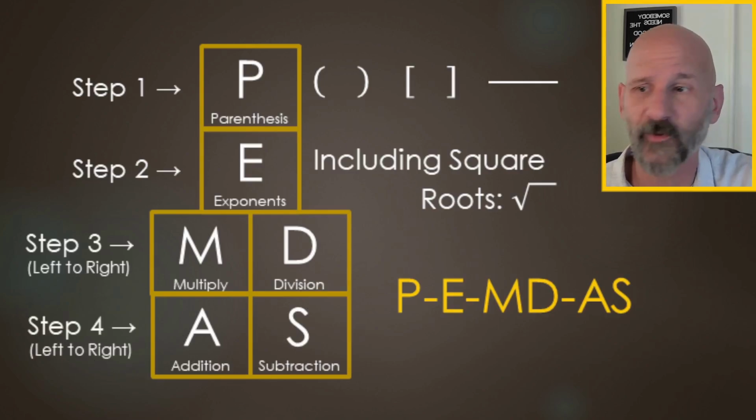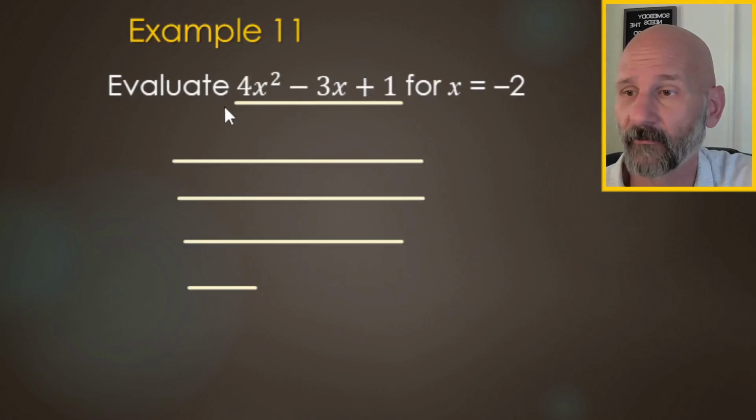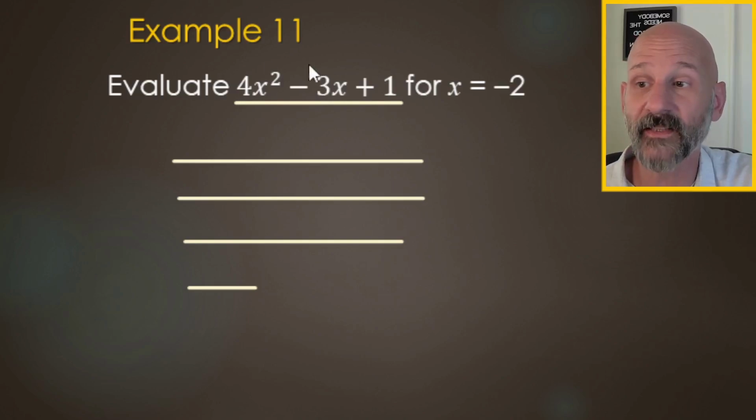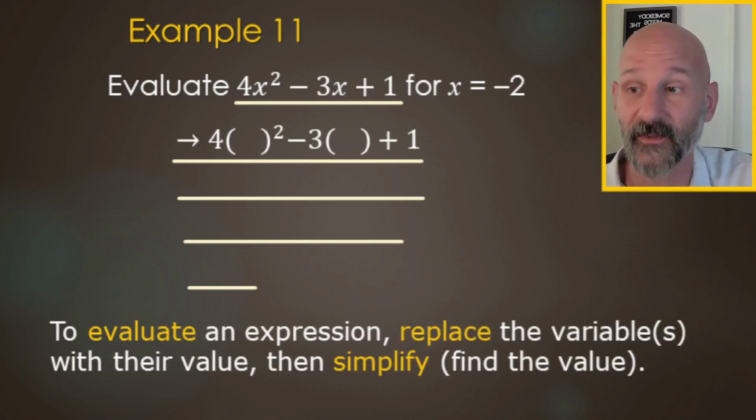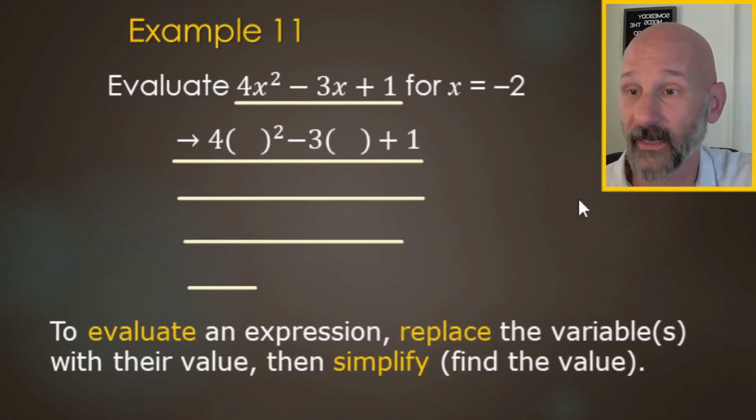So here we go. We'll have some practices here. So here we have 4x squared minus 3x plus 1. Now, this says we're going to evaluate it for when x is negative 2. Okay, so this means we're evaluating, and that's a big fancy word for what you probably heard in the past as plug it in. Okay, so we're going to replace all the x's with negative 2. That's what it says right here. x is negative 2. So we're going to replace this x with a negative 2 and this x with a negative 2.